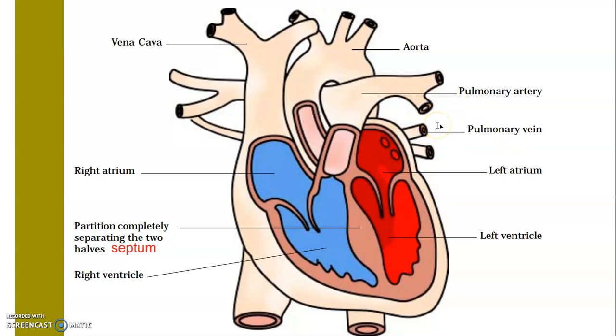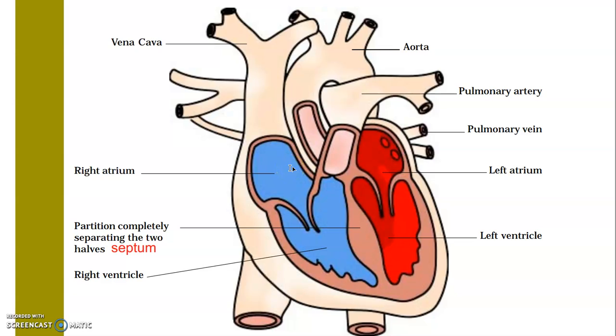We will understand the function of these arteries and veins when we discuss the transportation of blood. When we talk about blood circulation, you will understand how these arteries and veins are useful. Then this is your right atrium. Now let's look at these 4 parts.